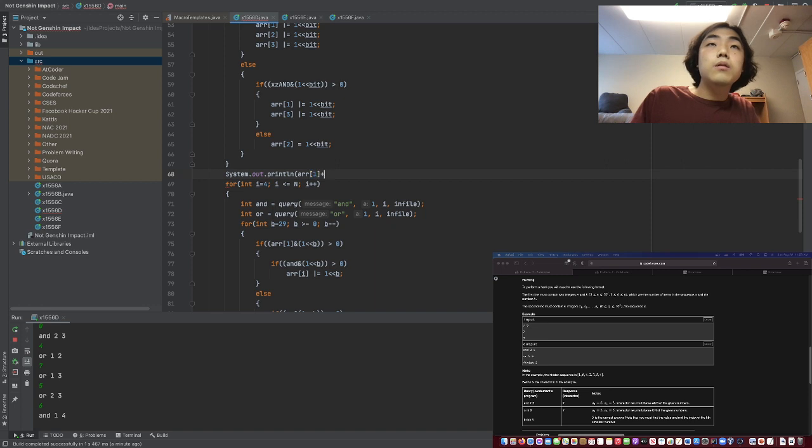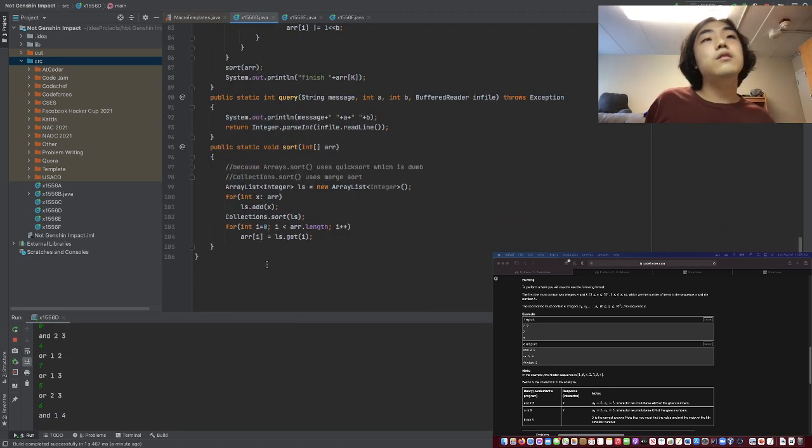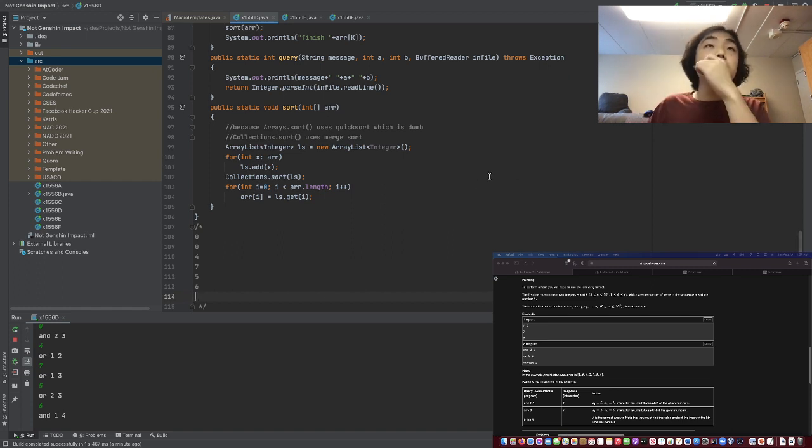Array at 1 plus array at 2, array at 3. Okay, so it's 0, 0, 0, 4, 7, 5, 6. Okay.